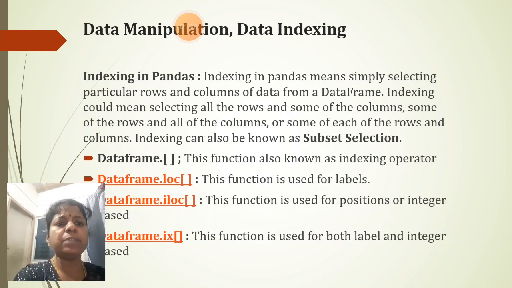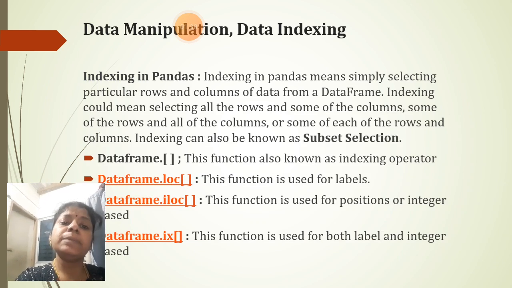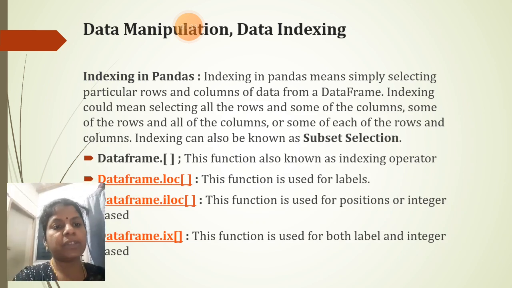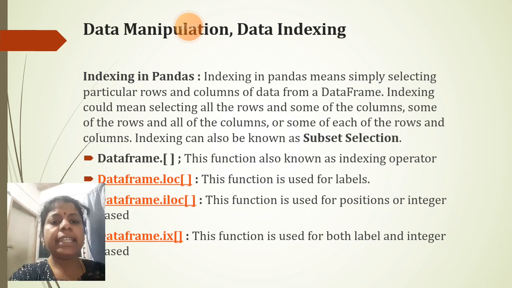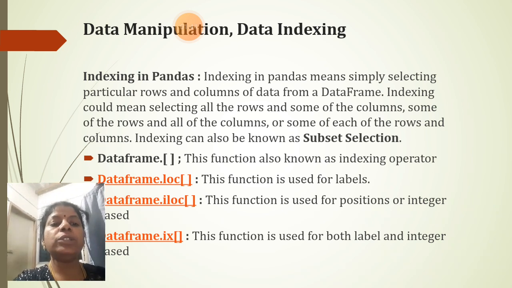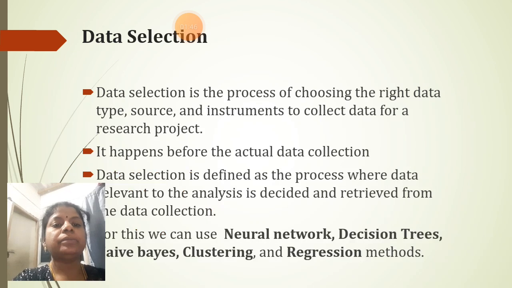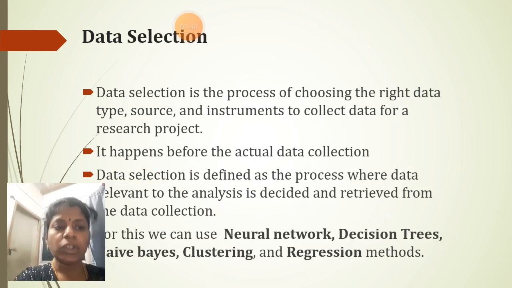Next is data manipulation and data indexing. Indexing in Pandas means simply selecting particular rows and columns of the data from a data frame. Indexing could mean selecting all the rows and some of the columns, some of the rows and all of the columns, or some of each of the rows and columns. Indexing can also be known as subset selection. Data selection is the process of choosing the right data type, source, and instruments to collect data for a research project. It happens before the actual data collection.